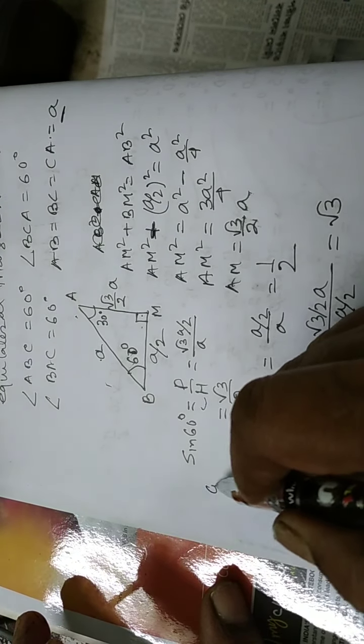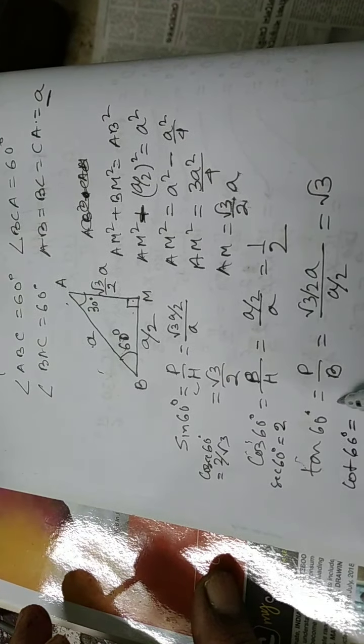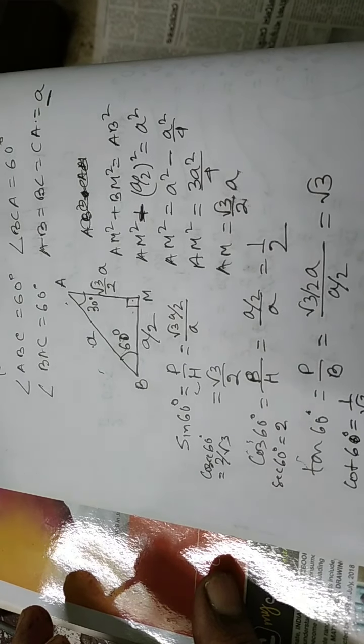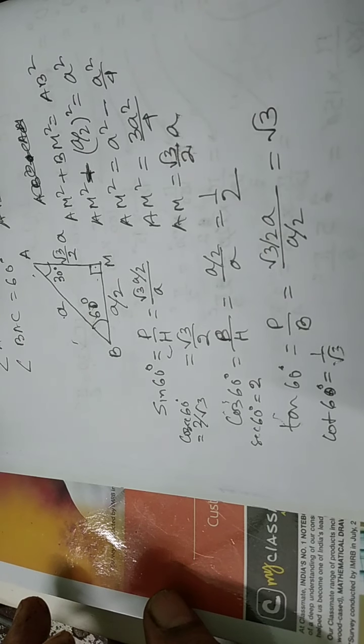So cosec 60 is equal to 2 by root 3, sec 60 equal to 2, and cot 60 equal to 1 by root 3, right? So the values of sine, cos, tan, sec, cosec, cot are all defined by the triangle ABM.